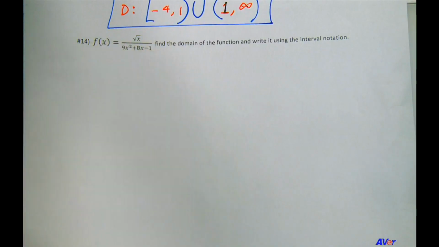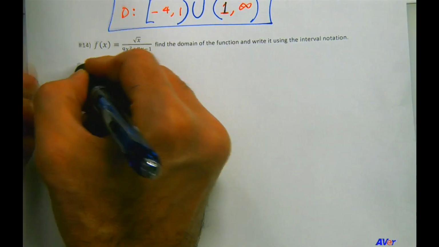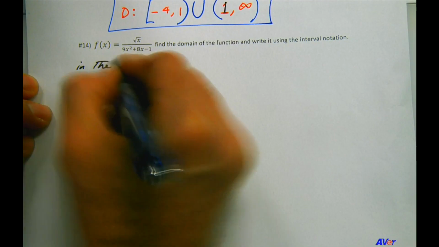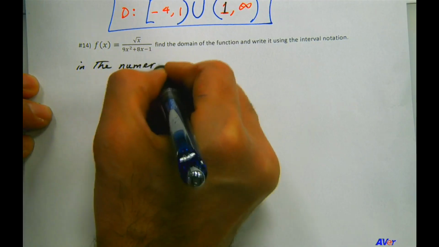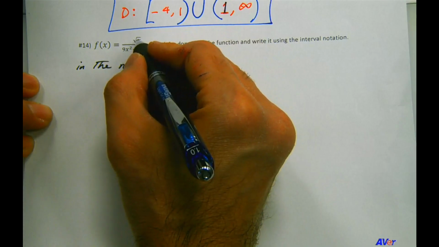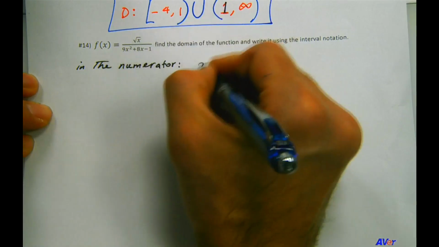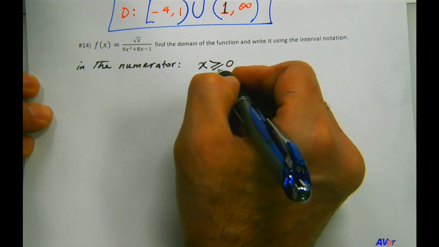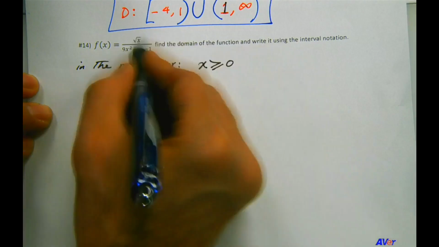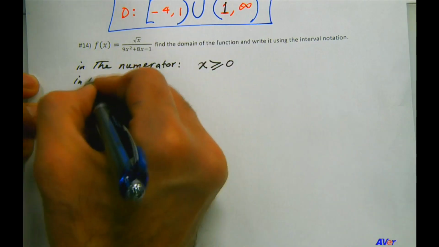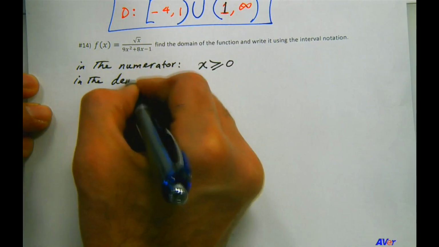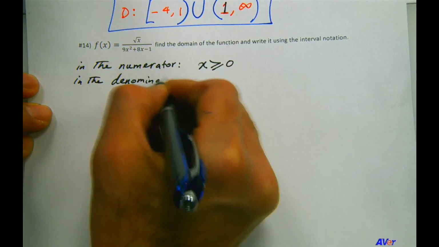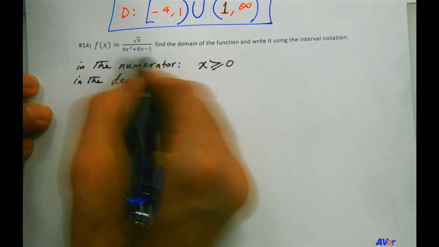That means in the numerator, x can never be something negative. So x must be either equal to 0 or greater than 0. Okay, so that's the condition in the numerator. In the denominator, of course, we cannot have that expression equal to 0.